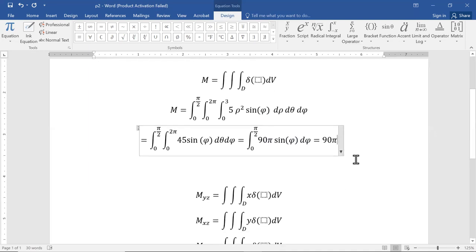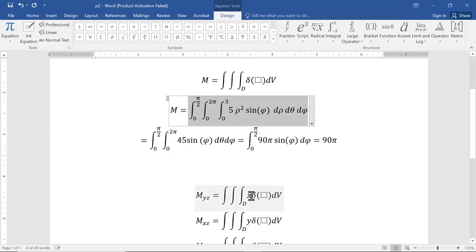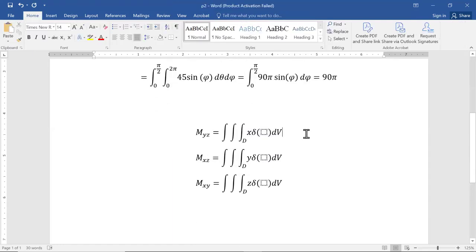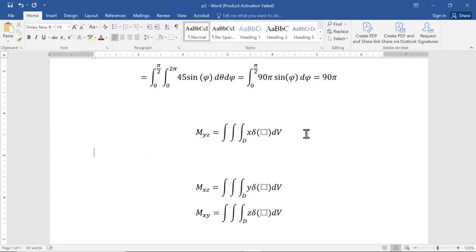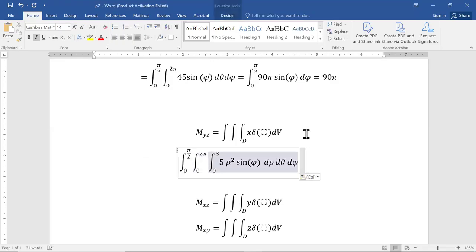Now, if we do the moments, it's going to look very, very similar to this triple integration, but we're going to have to multiply times an x when I do the moment from the YZ plane. So let's go ahead and do the moment from the YZ plane. We do that same integration, but we'd insert an x here.